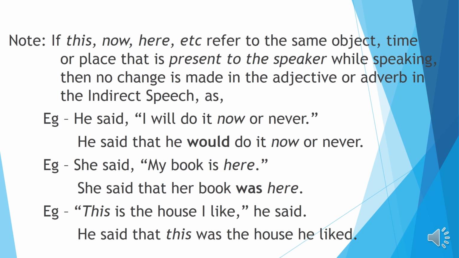Let's look at the example. He said, I will do it now or never. Okay, so how do we change it into indirect speech? He said that he would do it now or never. Here, will changes to would, and the rest remains the same. Next, he said, my book is here. How do we change that? He said that his book was here. Okay, so here also we use the past tense form.